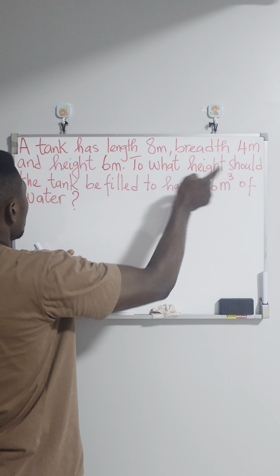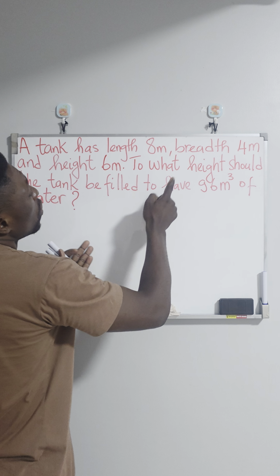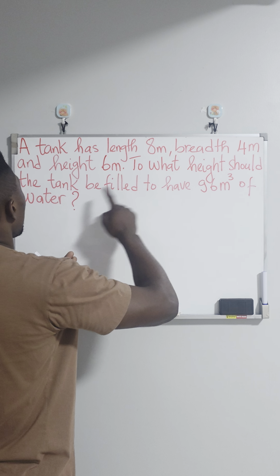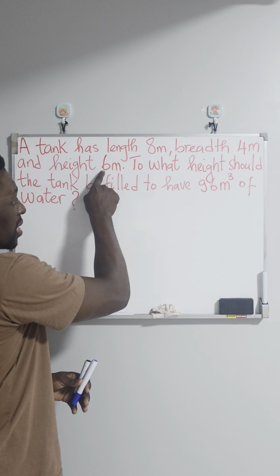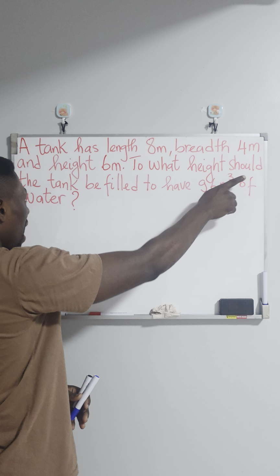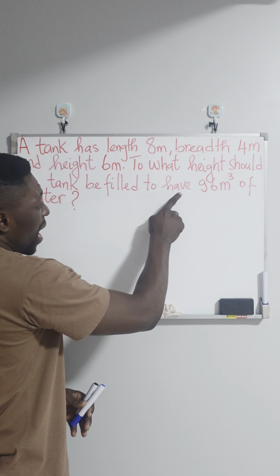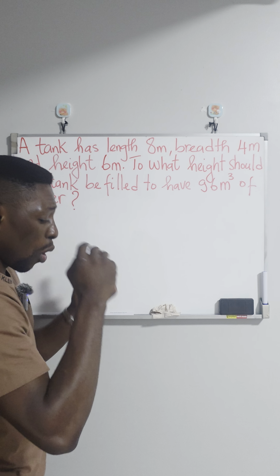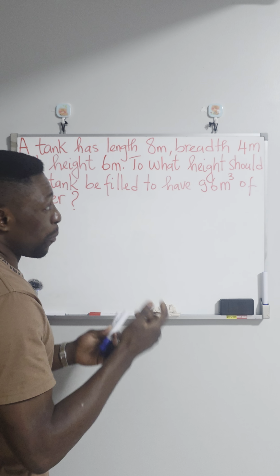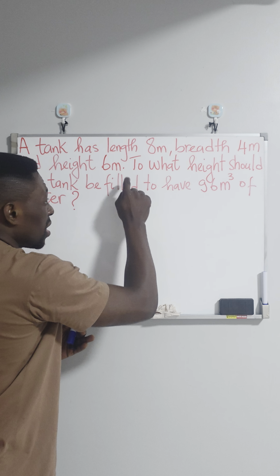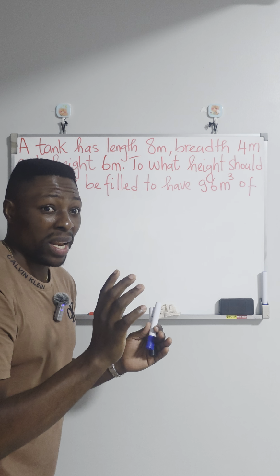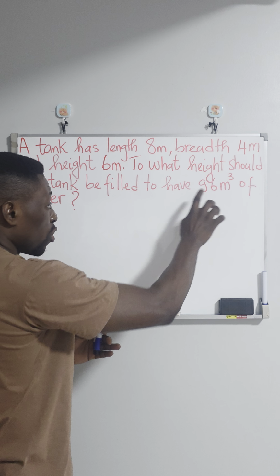A tank has length 8 meters, breadth 4 meters, and height 6 meters. To what height should the tank be filled to have 96 meters cube of water? You got it quite right. Though they said it's 6 meters, they are still asking to what height the tank should be filled to have 96 meters cube. This already suggests that if this tank is filled to 6 meters, that might not be the volume we will obtain.